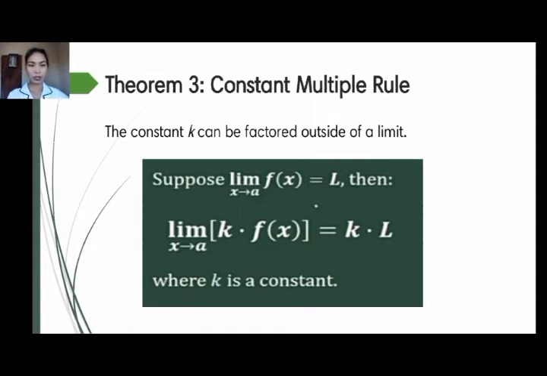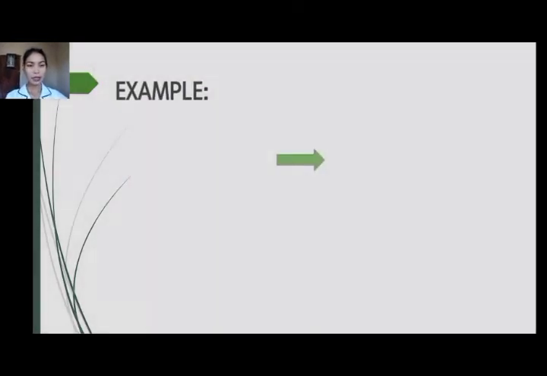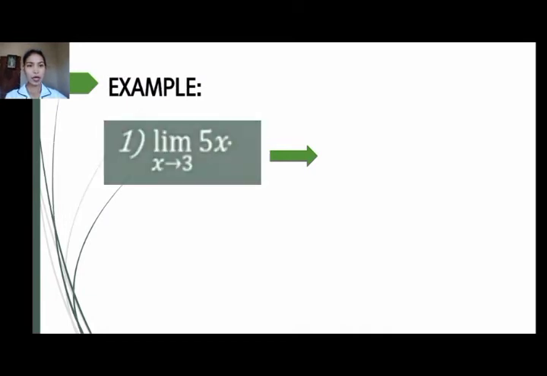So if our function looks like this, if we have a constant number next to a function, then we have to apply the constant multiple rule. Let me give you an example: the limit of 5x as x approaches 3. So we have to evaluate its limit. In this given function, we have 5 as our k, and x as our f of x, or our function, while our x is approaching 3.